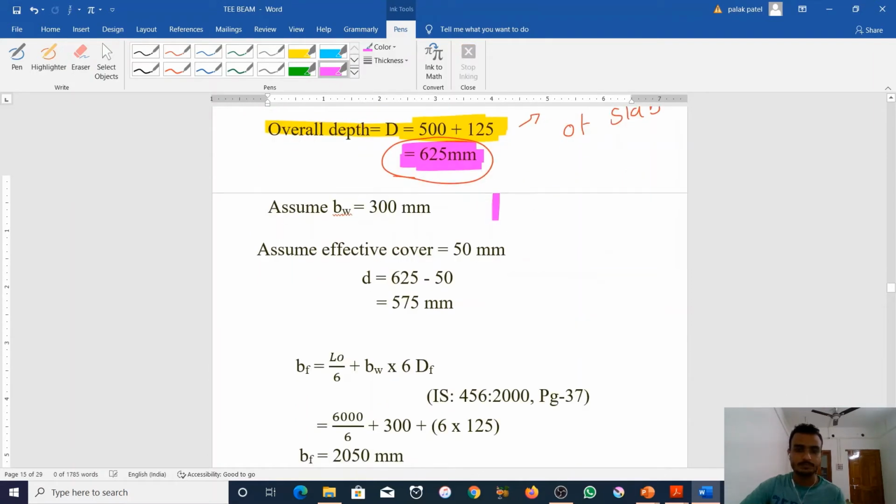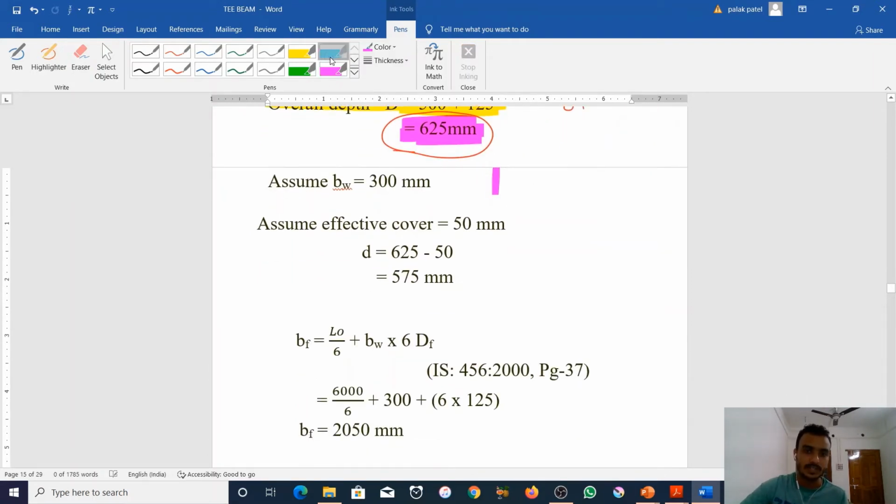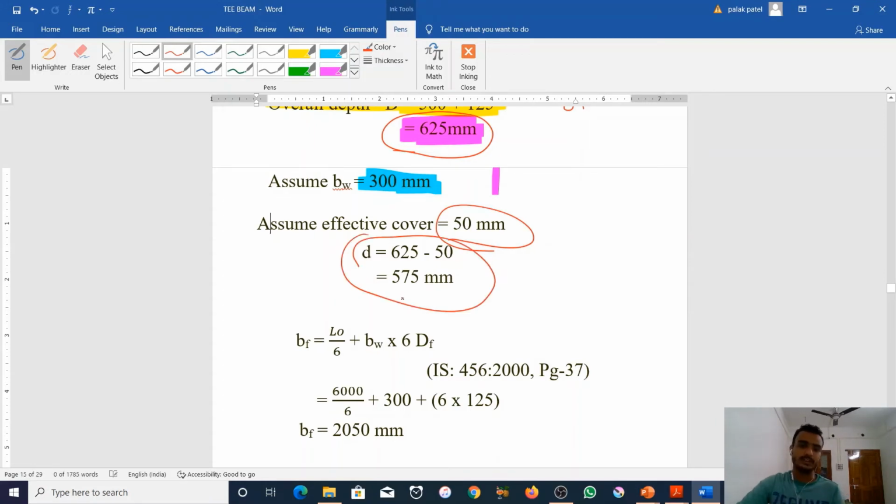Okay, and assume a beam. We assume this data. Assume BW, where BW means width of web. Assume the width of web is 300 mm. We assume this data and assume the effective cover is 50 mm. So the effective depth is 625 minus 50, which is equal to 575 mm.